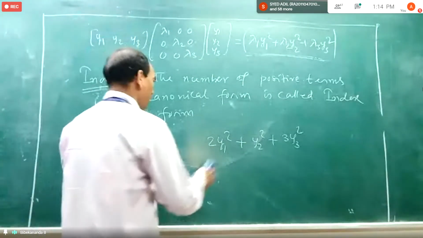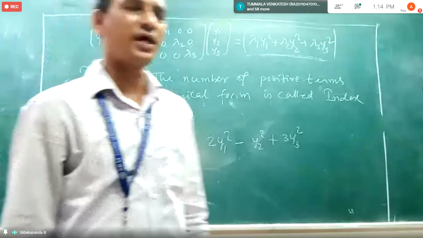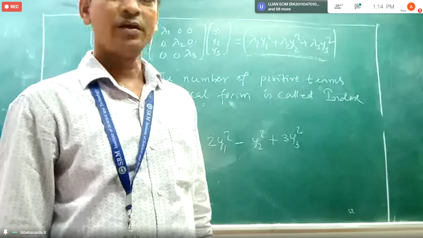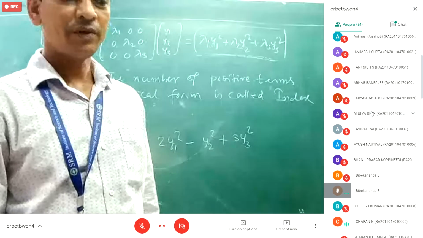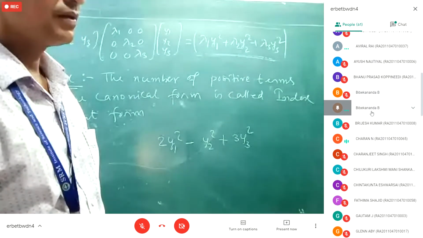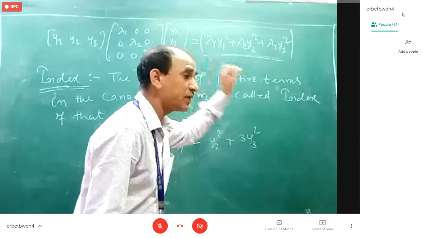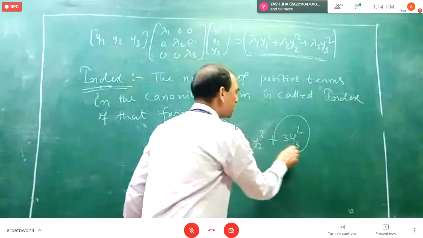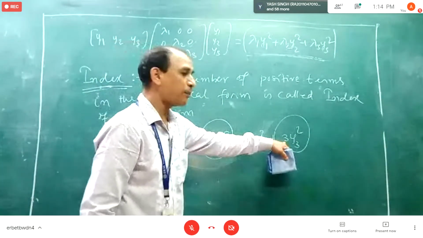Now suppose I write 2y1 square minus y2 square plus 3y3 square. Total how many terms are there? 3. Among them how many are positive, negative? Two positive and 1 negative. So what will be the index? 2. The definition says number of positive terms. This one is a positive term and this one is also a positive term, but this is negative. So your number of positive terms are 2.